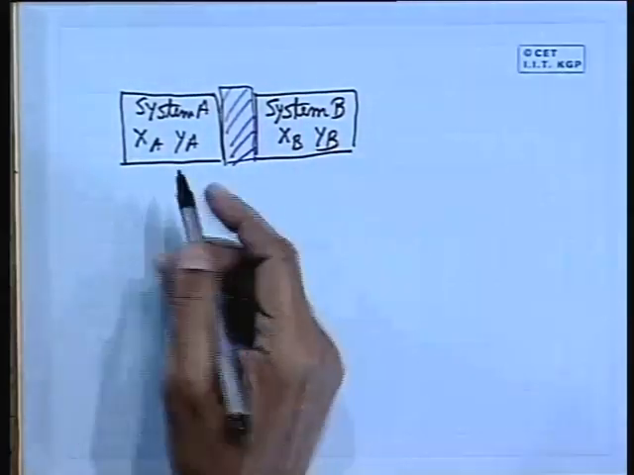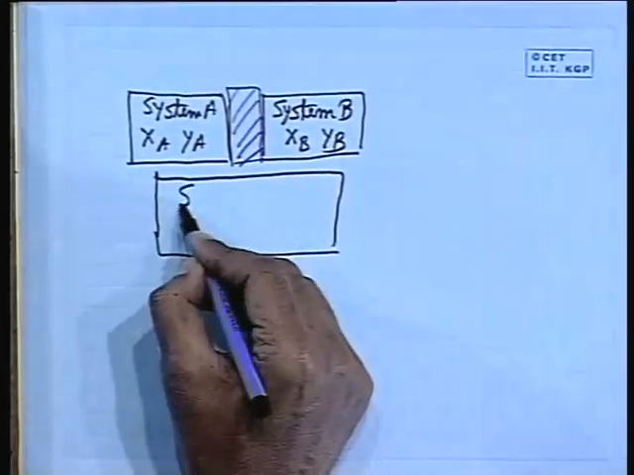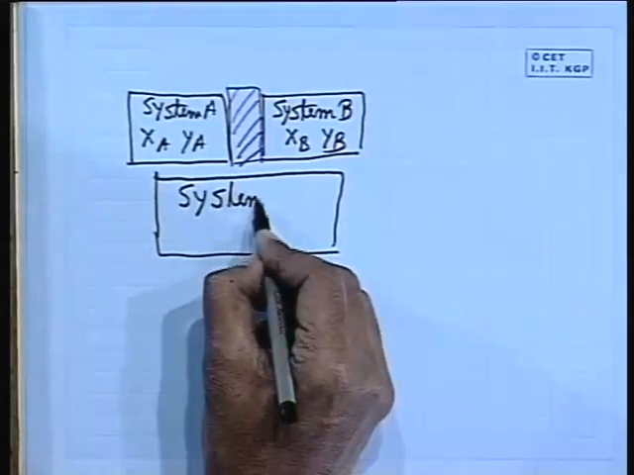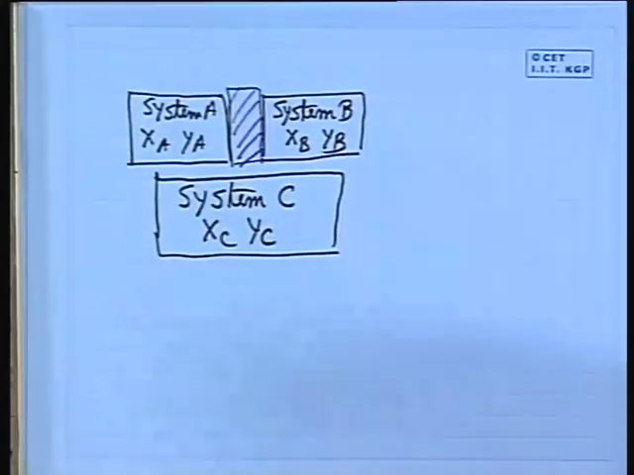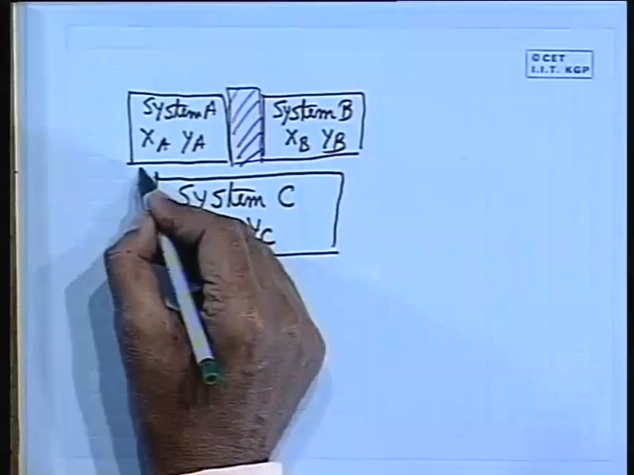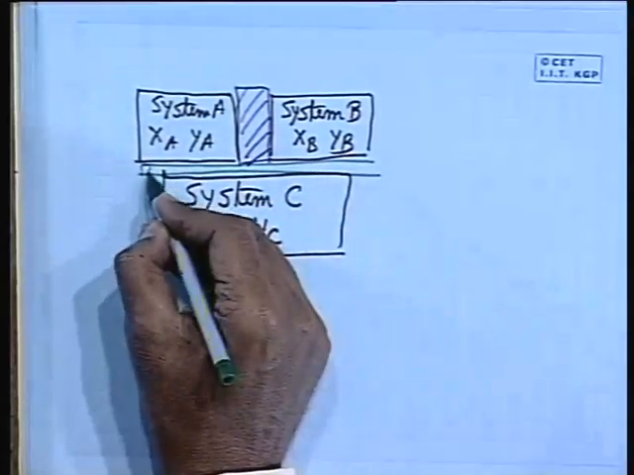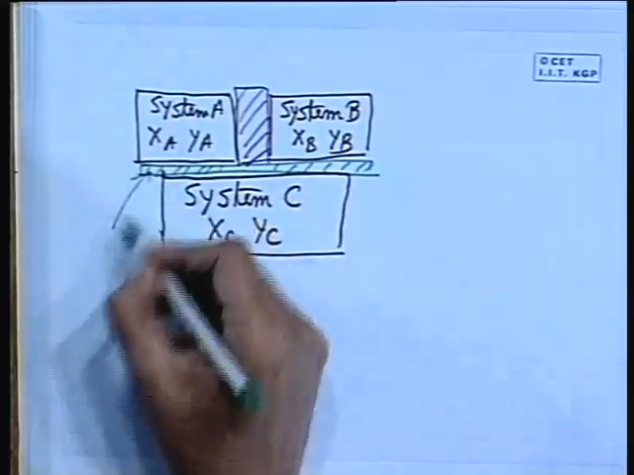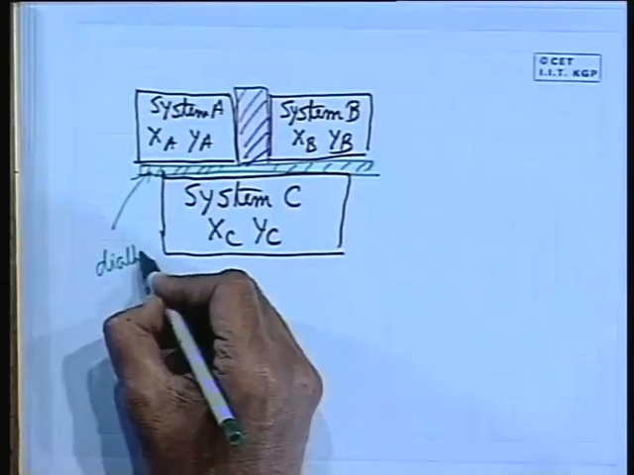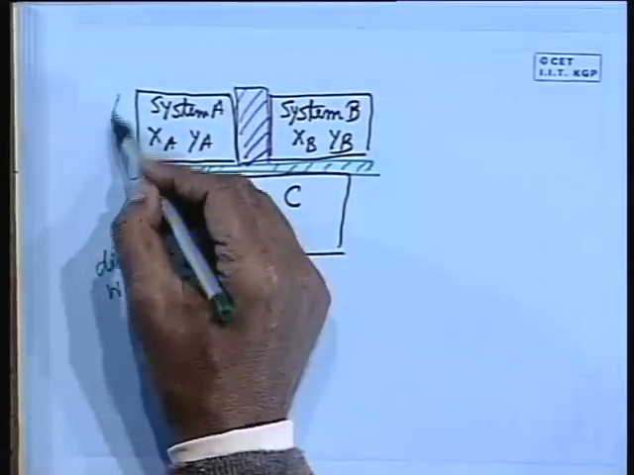Now, if we conceive a separate system C, with properties designated by XC, YC. All these systems are conceived for simplicity in understanding that they are specified by two independent properties, and system A and B are in communication with system C through diathermic wall. That means this wall is diathermic. Already I have shown by this color, diathermic wall, while this is adiabatic wall and everything is insulated.